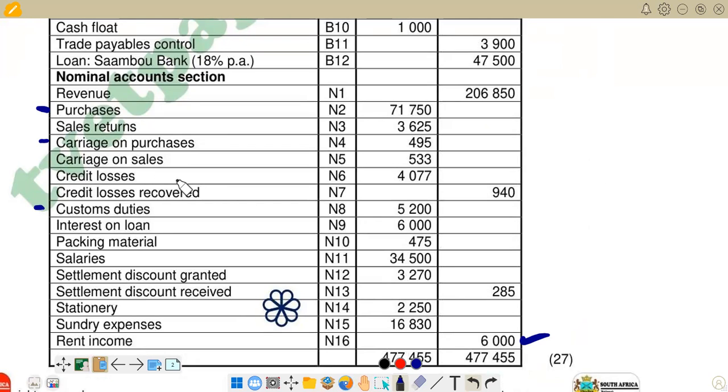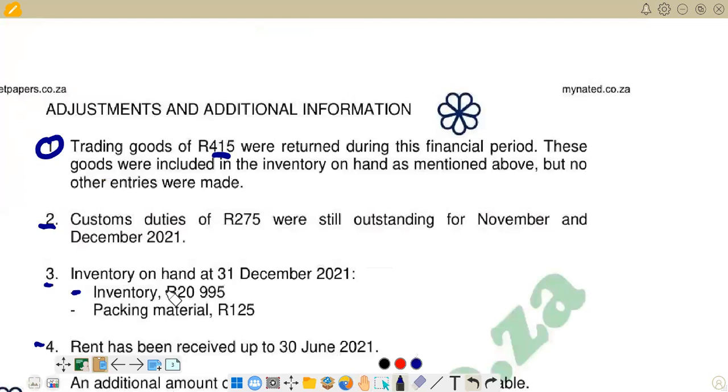Credit losses 4,077. Remember, credit losses, we said these are bad debts. These are debtors that are owing us, and we are saying we can no longer receive those amounts, maybe due to many reasons. Maybe the person has died, the person has moved out of the country, the person is completely bankrupt, so we can never expect any money from them. So we've written them off, so it becomes an expense. So we've got 4,077. But remember, in the additional information, we have something again to do with these credit losses.